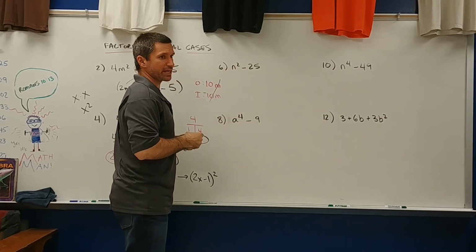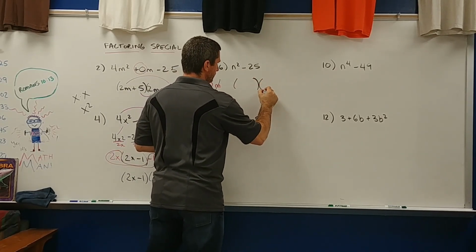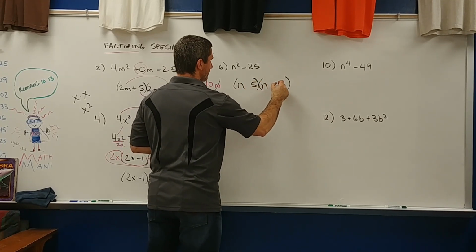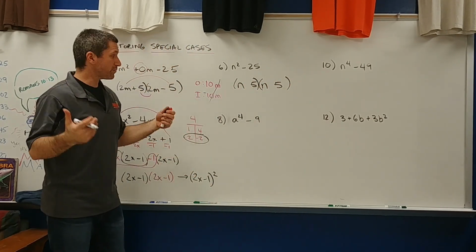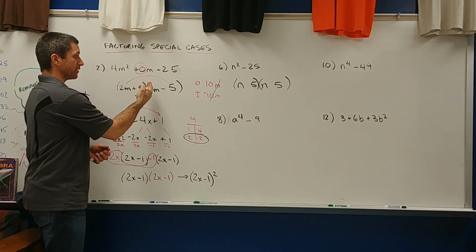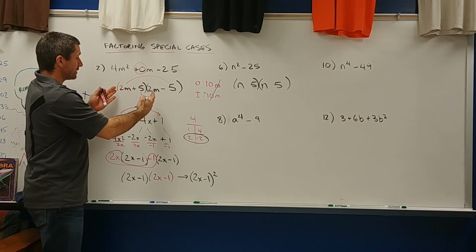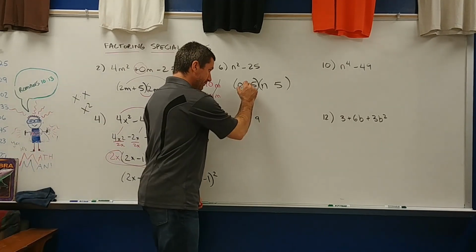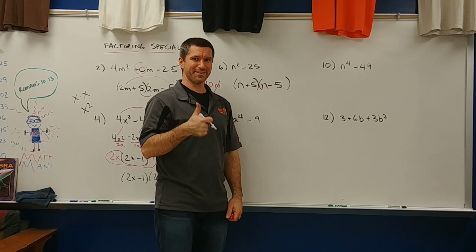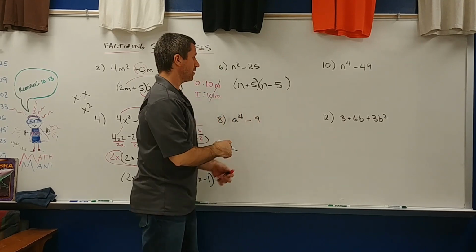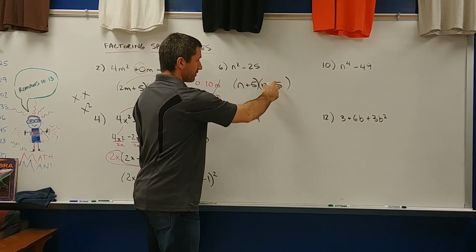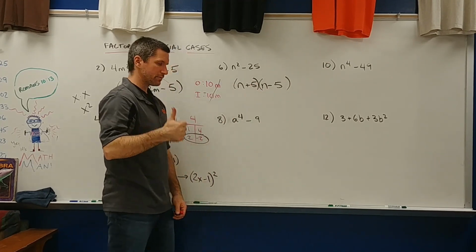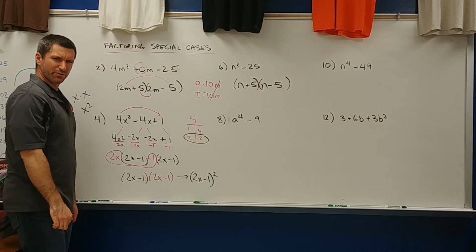What are we going to do? Let's do a guess and check again. N times n is n squared. 5 times 5 is 25. If there is no middle term, you're in this situation here, it's always going to be the same binomial with a plus and a minus. Done. If you distribute this, you get n squared, negative 5n and positive 5n cancel, and you get negative 25. Sweet.